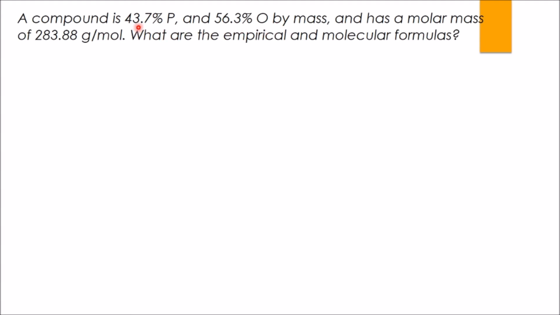You are given percentages of some elements. We have phosphorus, which is 43.7%, and oxygen, which is 56.3%. What do you have to do? It has a molar mass. The compound, which is unknown, has a molar mass of 283.88. So the molar mass is given. What are the empirical and molecular formulas of this compound? You have to find out the empirical and molecular formula both.